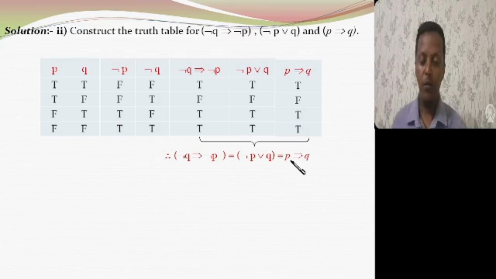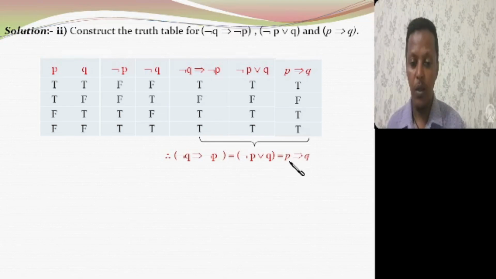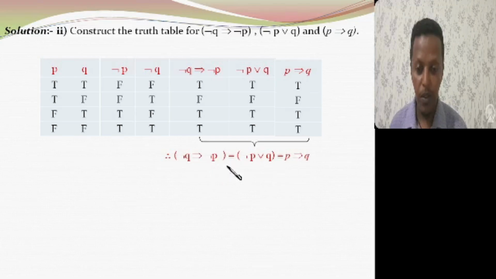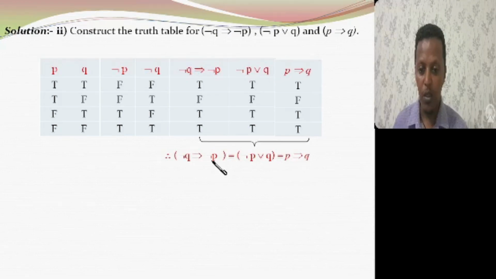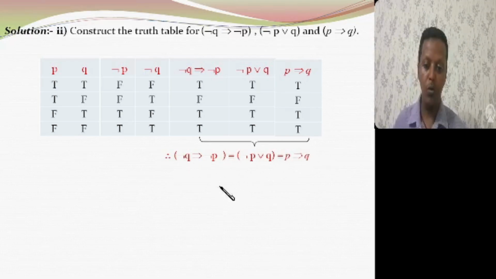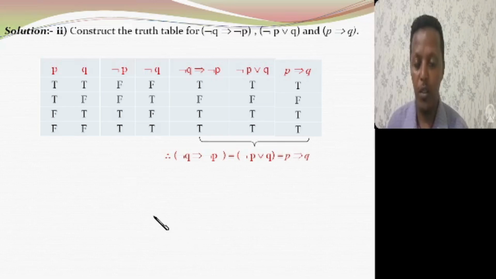When we talk about the inverse, converse, and contrapositive, I told you that a conditional statement is equivalent to what? The contrapositive. So the conditional statement P implies Q is equivalent to what? Negation Q implies negation P. So these two are equivalent in logic. Again, negation P or Q is also equivalent to the conditional statement.